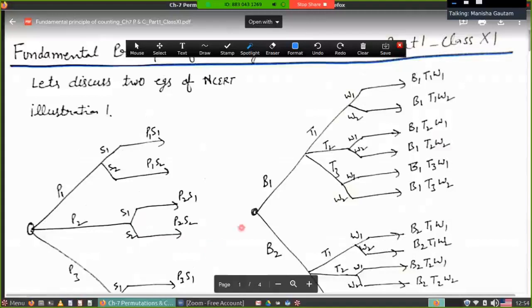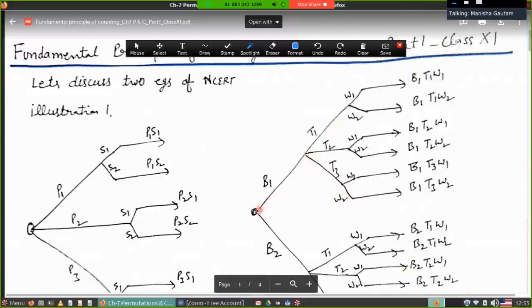Here 2 school bags are given to you, B1, B2. 3 tiffin boxes are given to you, T1, T2, T3, and 2 water bottles are given to you, W1, W2. It means B1, B2 are the names of the bags, and T1, T2, T3 are the names of what? Tiffin boxes, and W1 and W2 are the water bottles. Okay. Now you have to make the combinations, so you can take the 3 things with different combinations.